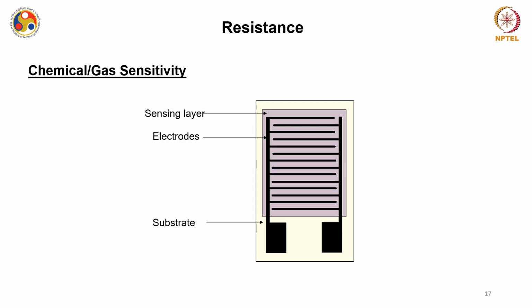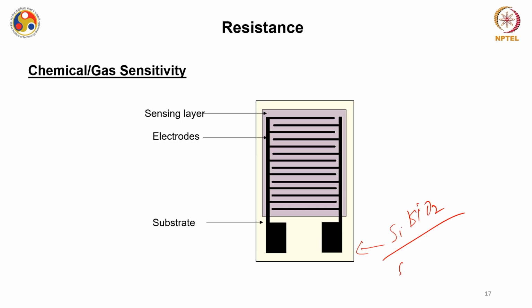Very similar to what we have seen for moisture sensors, we also have gas sensors or chemical sensors based on change in resistance. Similar to that, you have a substrate. As we have discussed, it can be silicon, Si/SiO2, sapphire, or mica. If the application is for high temperature, you can also have a silicon carbide substrate. It can also be made on flexible substrates, depending on whether the sensing layer can be deposited or not.